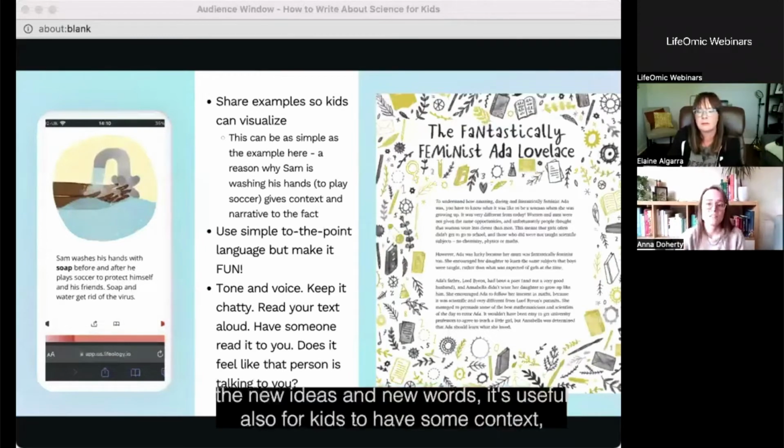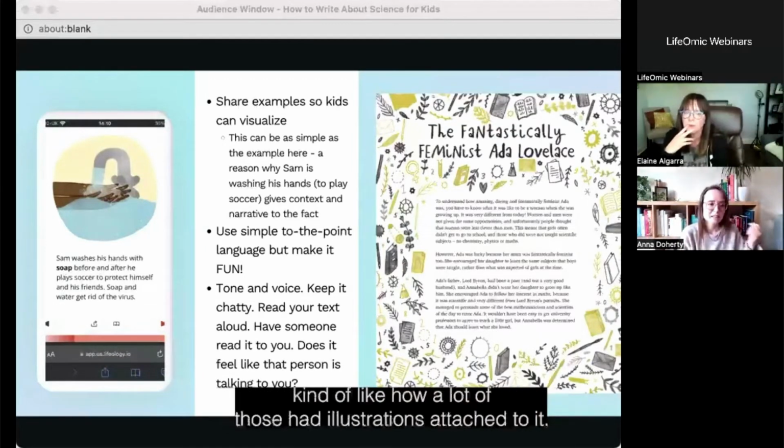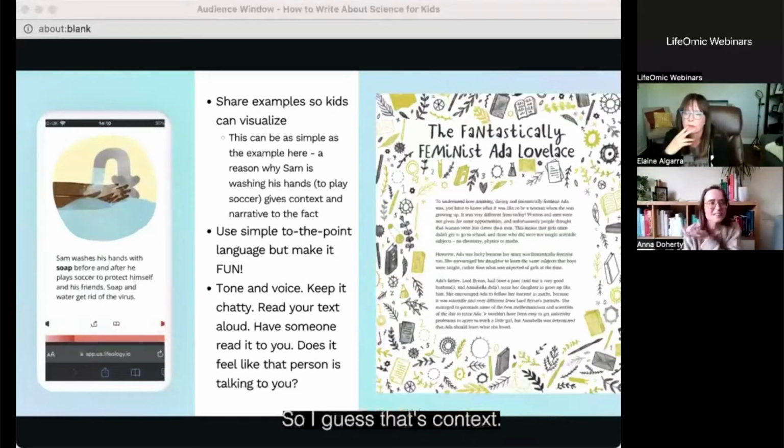When you're sharing new ideas and new words, it's useful also for kids to have some context, like how a lot of those had illustrations attached to them. I guess that's context, but you can also do context through words.